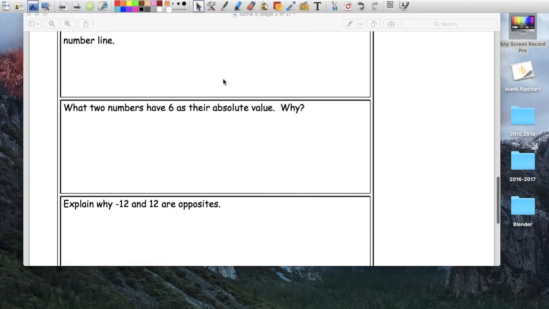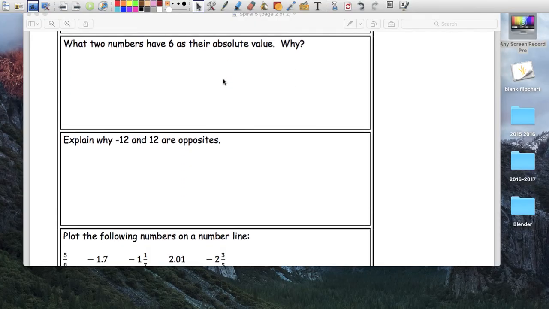Maritza, hello. Explain why negative 12 and 12 are opposites. They are opposites because they are in different directions on the number line, and they are exactly 12 spaces away from 0. Here's 0. 12 is 12 spaces away from 0, and negative 12 is also 12 spaces away from 0, okay? And they're opposites because one's negative, one's positive, and they're the same distance away from 0.